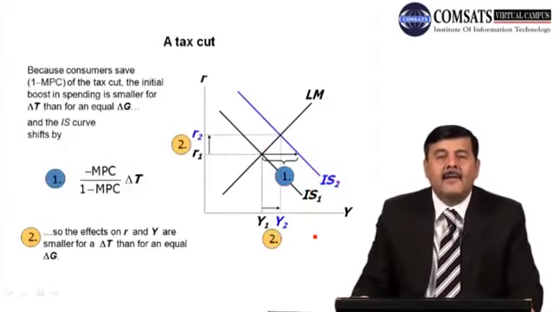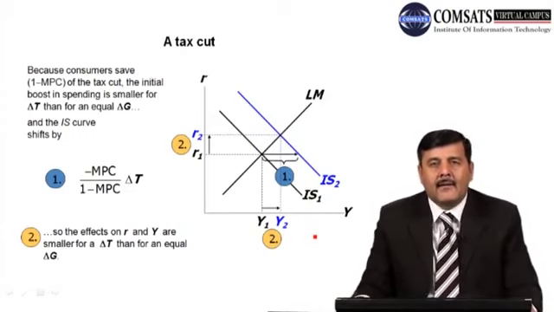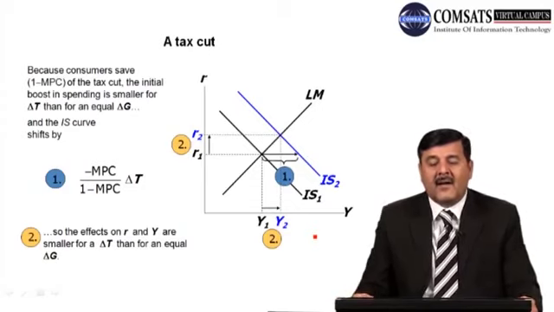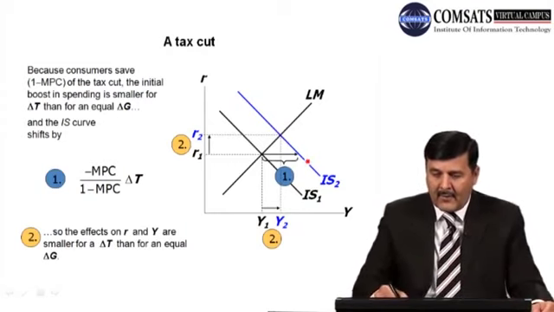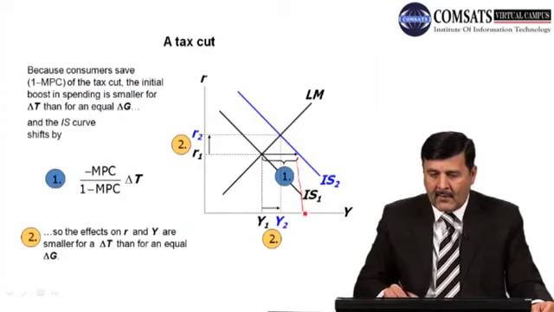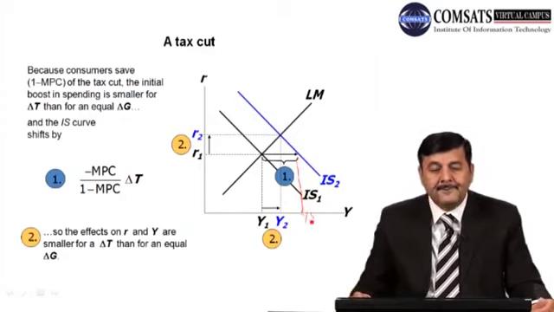Now we'll see the second tool of fiscal policy, which is taxes. A tax cut. As the government cuts the taxes, what will happen? This will shift the IS curve to the right side. उसी तरह से at the same level of rate of interest, income में जो इजाफा हो गया, that is from Y1 to Y3, right?